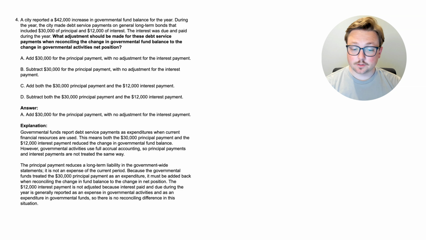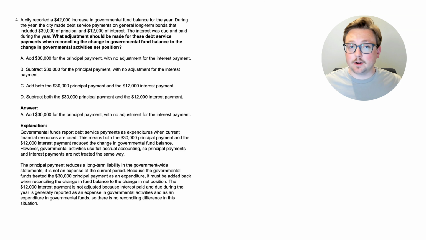The $12,000 interest payment is not adjusted because interest paid and due during the year is generally reported as an expense in governmental activities and as an expenditure in governmental funds. So it's treated pretty much the same between the two. So there's no reconciling difference in this situation. So the principal is treated differently. Underneath governmental funds, again, it was just an expenditure. Underneath the governmental activities, it's something that's reducing a liability. It's not counted as an expense or an expenditure. So that's why we have to do a change there. But the interest expense is treated pretty much the same between the two. It's an expenditure or an expense. Both ways, it's correct. So they don't have to do a reconciliation.